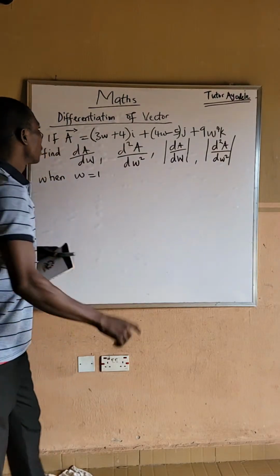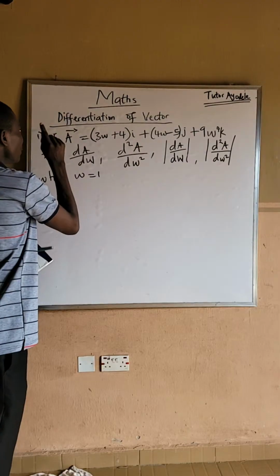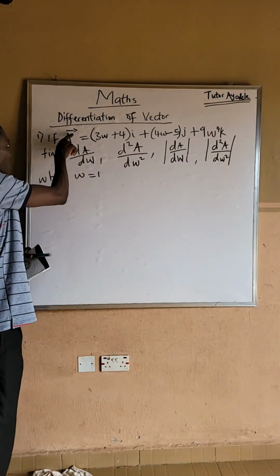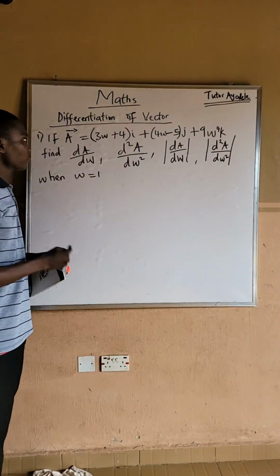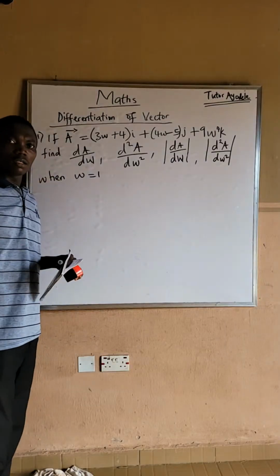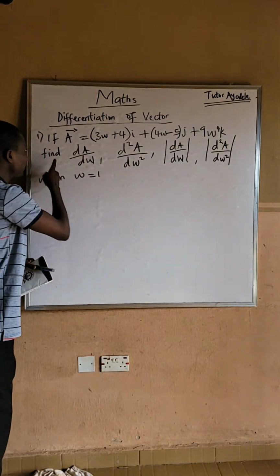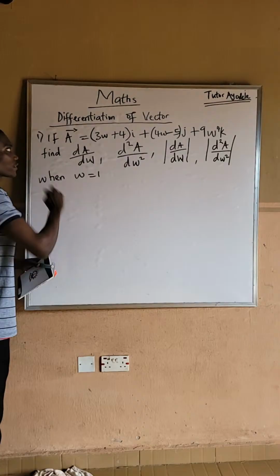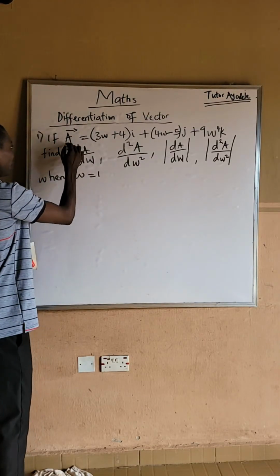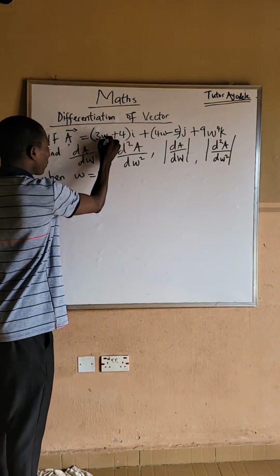Okay, so this says differentiate vector A. It is a vector because there's an arrow here. So if vector A is given to be this, now the question says find dA/dW. Now if you look at this, vector A is with respect to W.